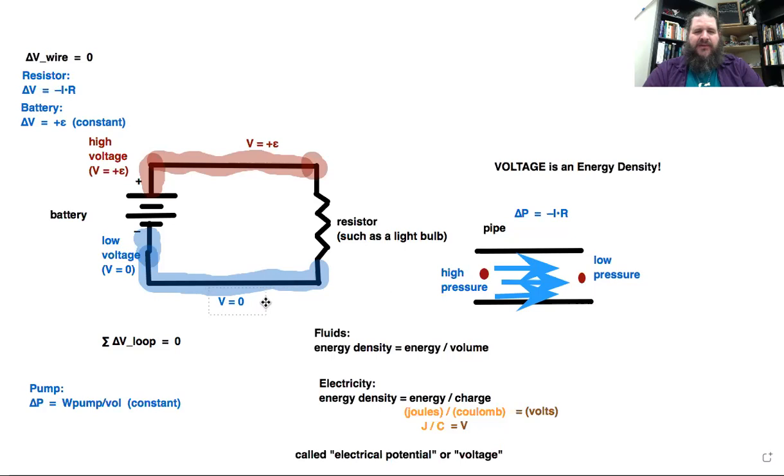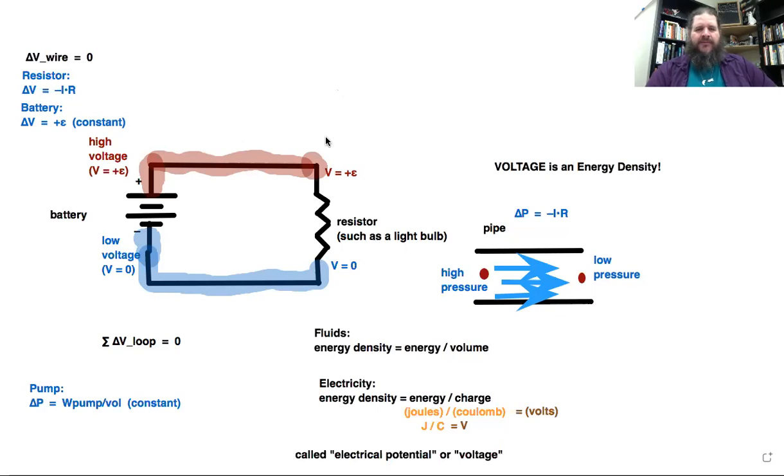Which means that if you take a look at one end and the other of the resistor, the light bulb, we've got one end at plus epsilon volts and the other end at 0 volts. That means there is a difference in voltage across the resistor, the light bulb. So what does that tell you is going to happen? Current is going to flow.